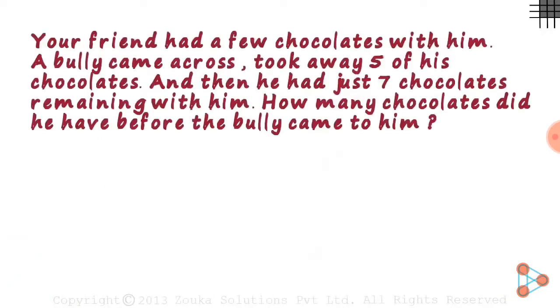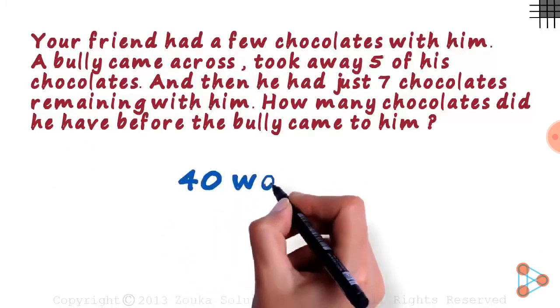Read this short story and the question that follows. Your friend had a few chocolates with him. A bully came across, took away 5 of his chocolates, and then he had just 7 chocolates remaining with him. How many chocolates did he have before the bully came to him? This question has 40 words.